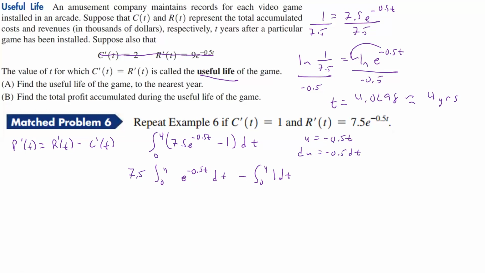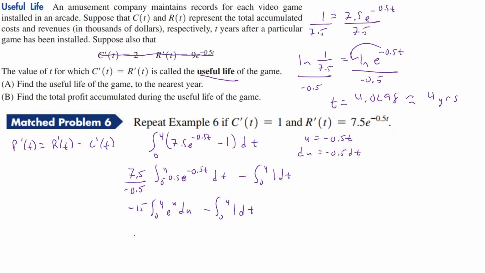Now, to make this substitution, I need to put a negative 0.5 in here. So if I put a negative 0.5 here, I need to divide by a negative 0.5 here. Now I have 7.5 divided by negative 0.5, which is the same as multiplying by negative 2, so that's going to be negative 15. It's going to go from 0 to 4 of e to the u du, and then minus the integral from 0 to 4 of 1 dt. Notice I have different things here, but when I get down to the end, I have to resubstitute the t, so we're still good.